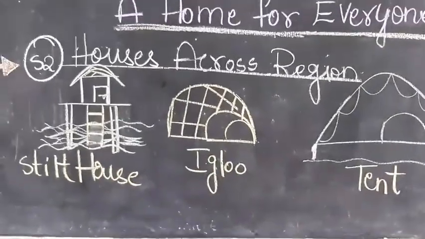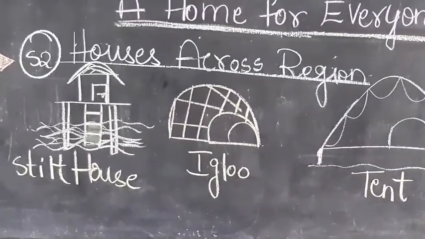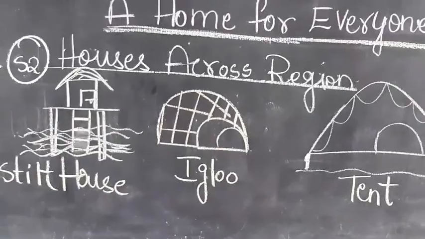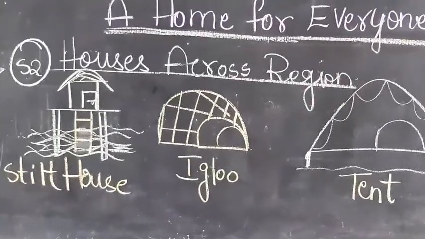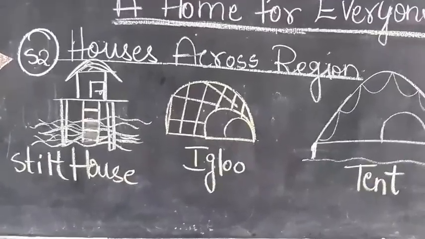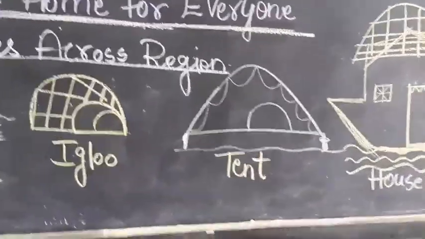Next is the igloo. Where can you see this igloo? You can see this igloo in a place where there is snowfall. This igloo is made up of ice only. People live inside. It will be a little bit warm for them. Next, see, it is a tent.